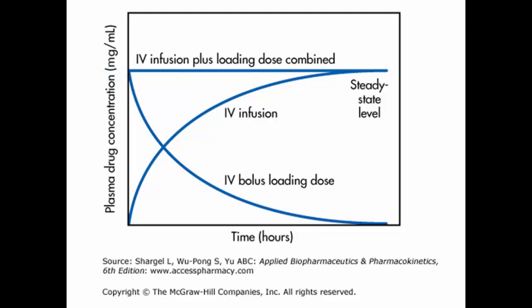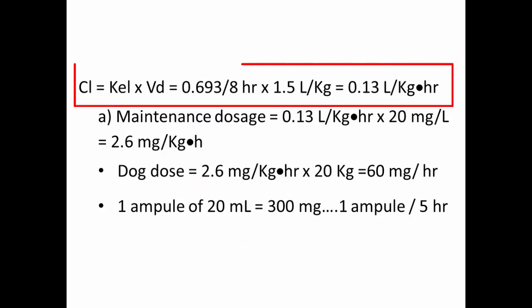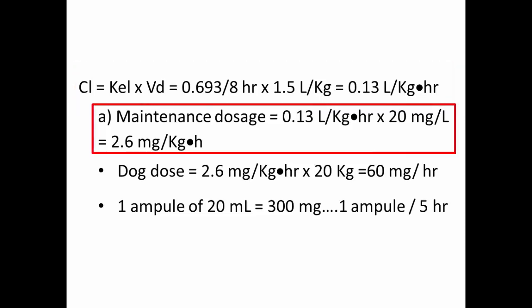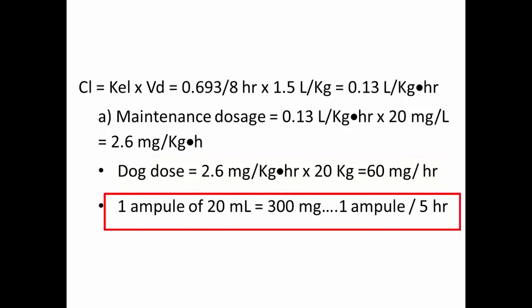Now the solution for the first question is shown here. We first calculate the clearance by multiplying the constant of elimination by the volume of distribution. And once we know the clearance, we multiply by the desired concentration of 20 milligrams per liter. And we come up with a dosage rate of 2.6 milligrams per kilogram per hour. Now the dosage needs to be multiplied by the body weight of the animal, and that will give us a total dose of 60 milligrams per hour. If we take into account the concentration in the ampules, that dog should be receiving about 1 ampule every 5 hours.